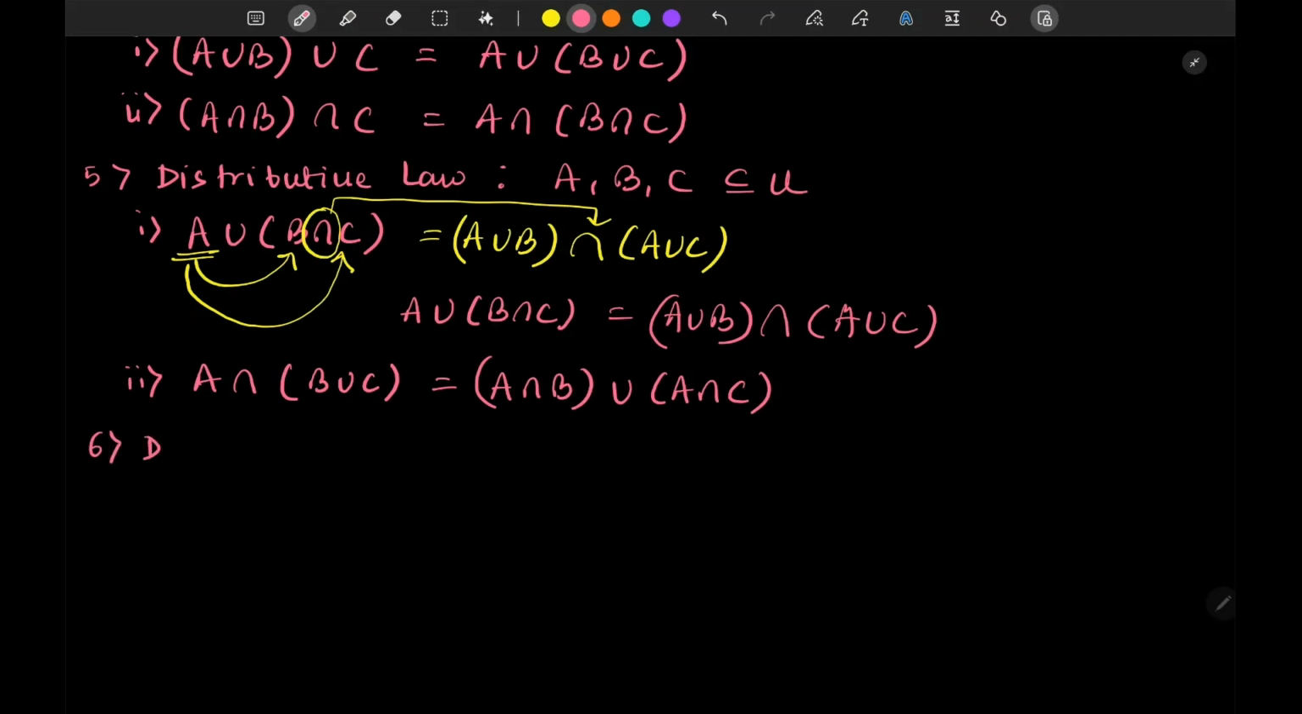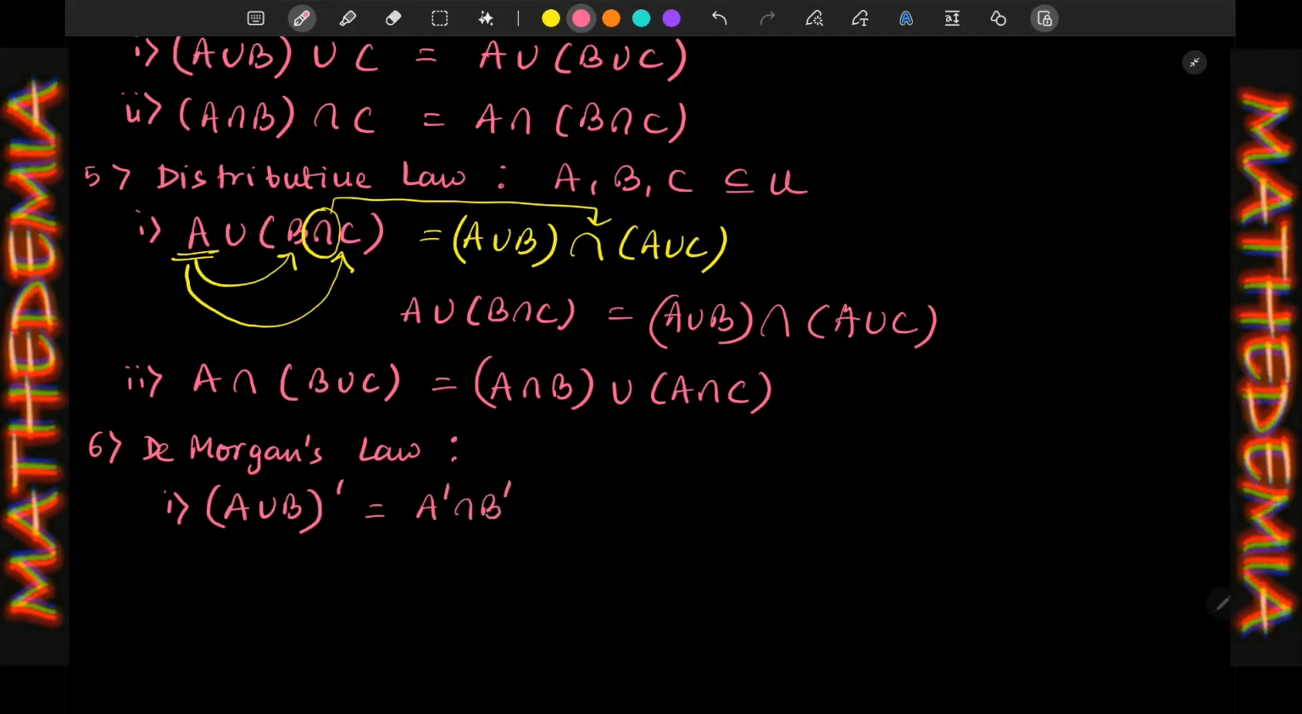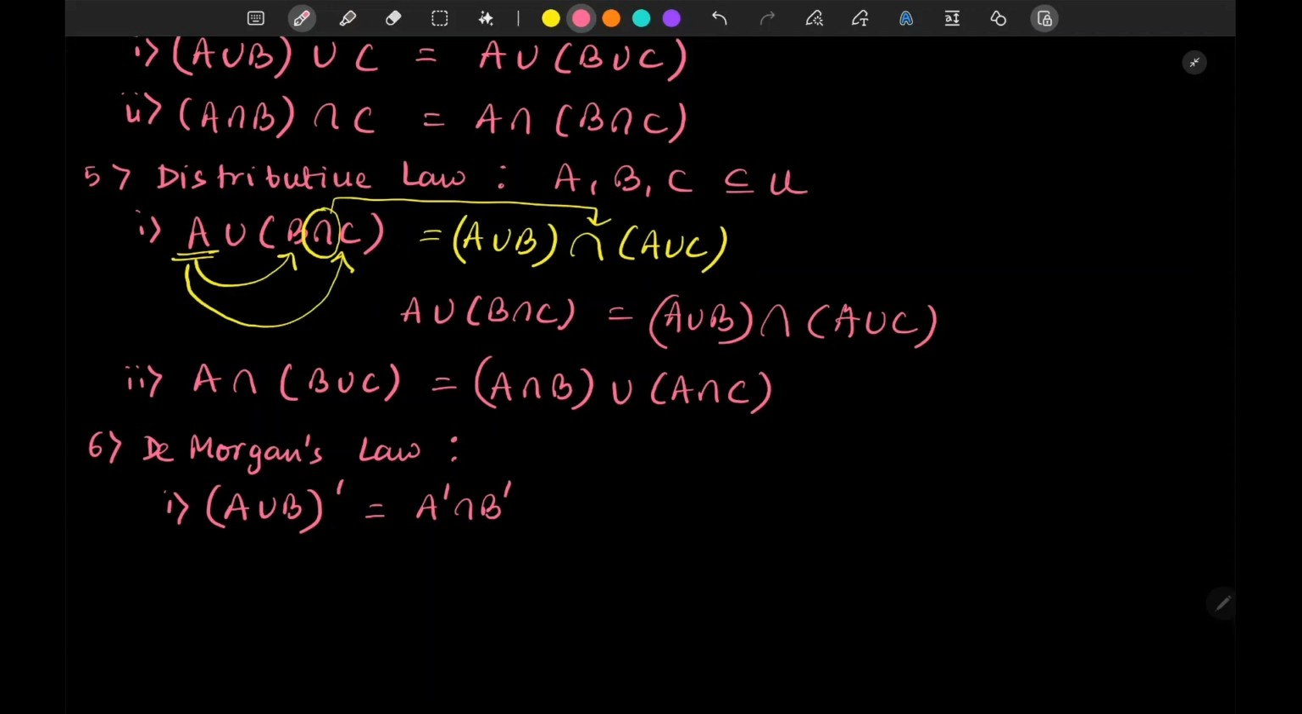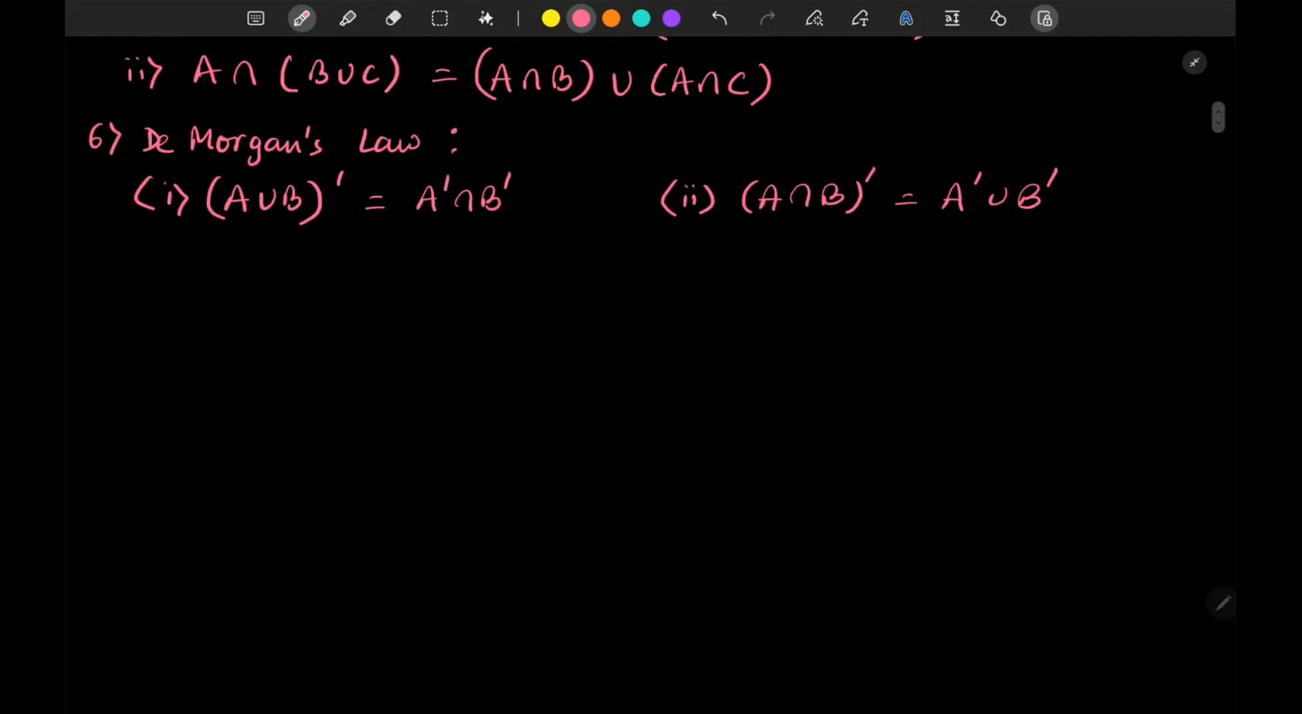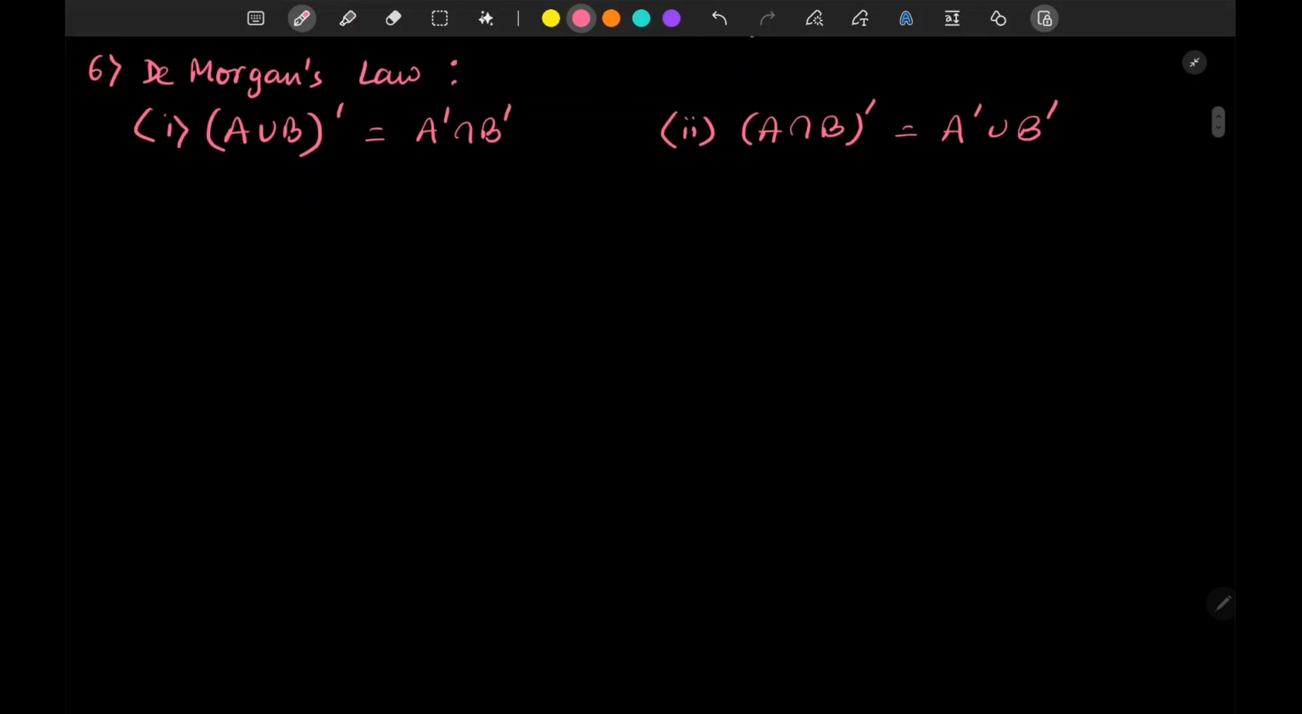The next law that we are going to learn about is called De Morgan's law. De Morgan's law discusses different results of complements on union and intersection of two sets. The first law states that (A union B) whole complement is equal to A complement intersection B complement. The second law states that (A intersection B) whole complement is equal to A complement union B complement. Now, De Morgan's law can be easily proved using the theory of subsets.